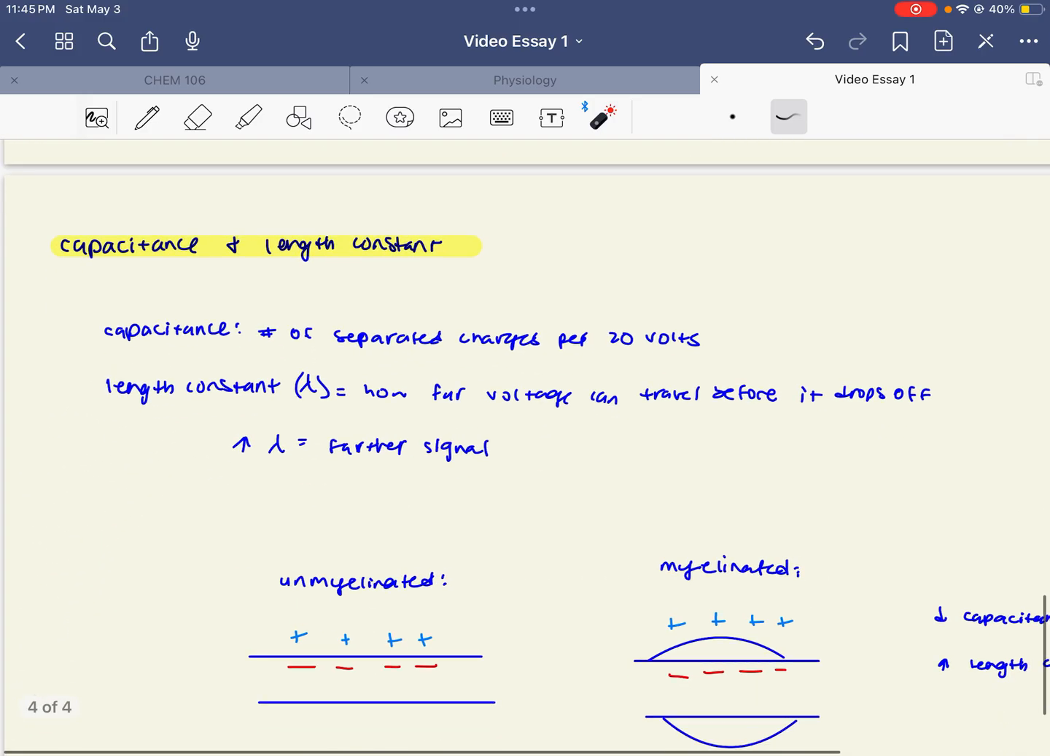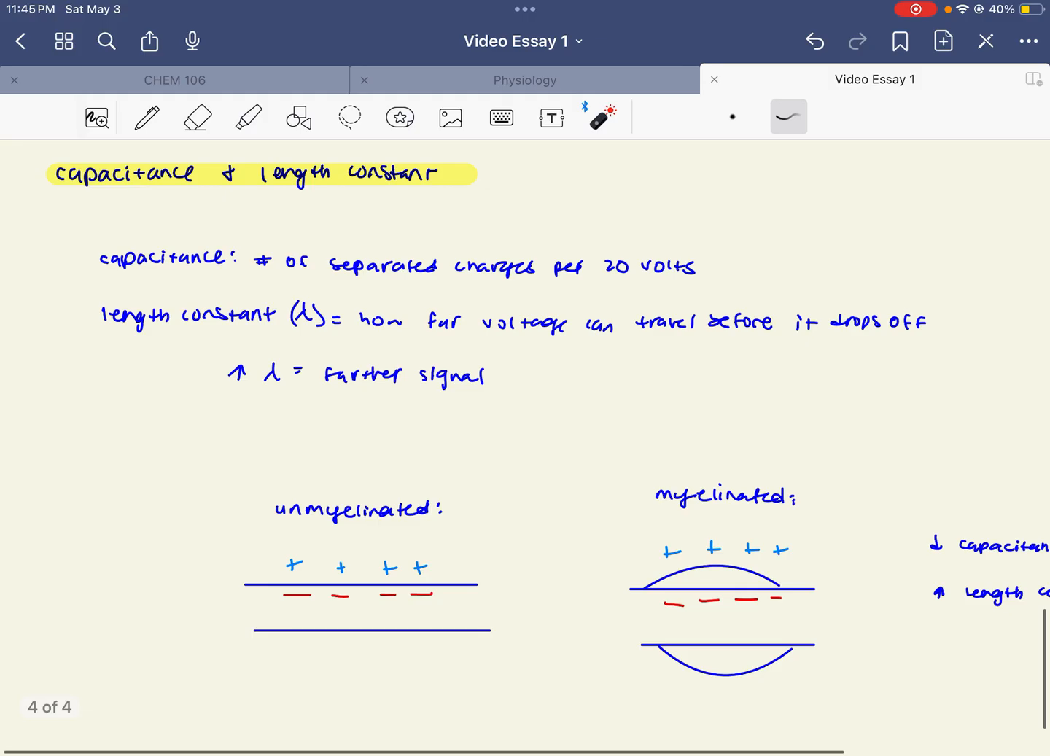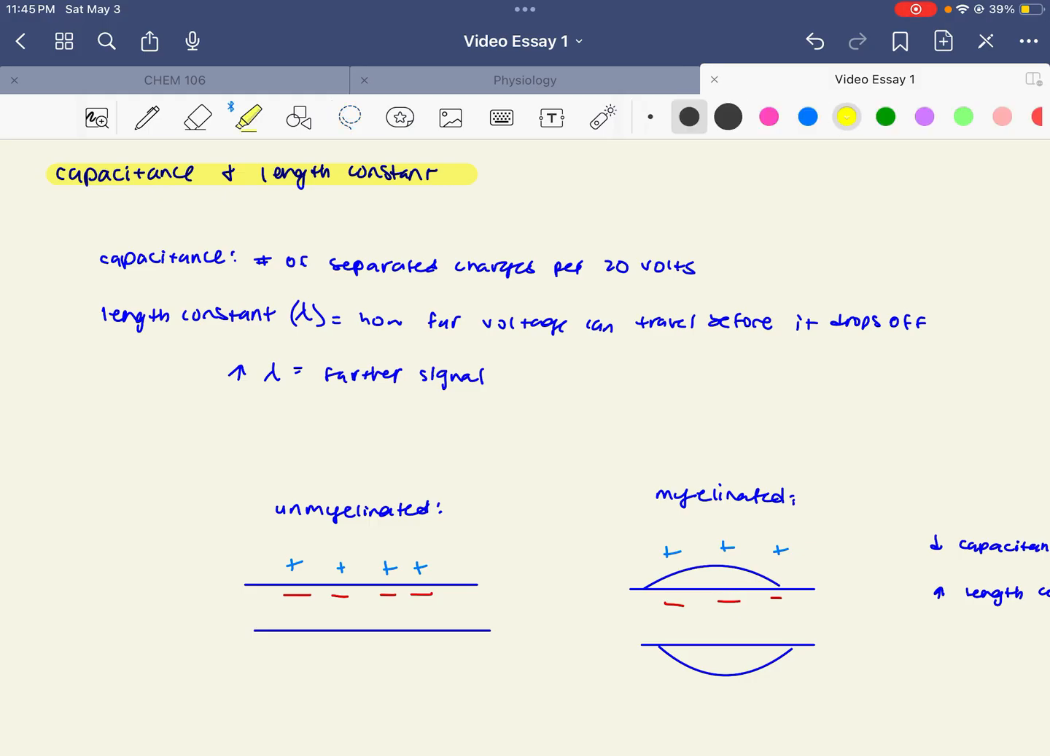Finally, we have capacitance and length constant. Capacitance is the number of separated charges per 70 volts. As you see here, we have 4 separated charges for 70 volts. That's the capacitance of our little cell drawing here. The length constant is how far the voltage can travel before it drops off. So if you have a higher length constant, your signal is traveling farther.